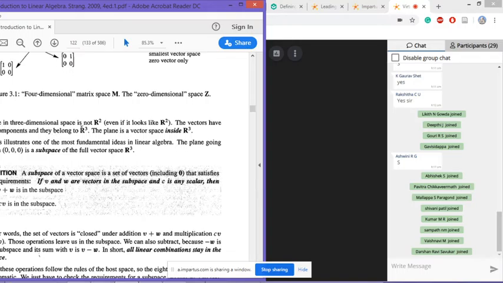So a plane in 3-dimensional space is not R square. A vector has 3 components and belongs to R cube. The plane is a vector space inside R power 3.